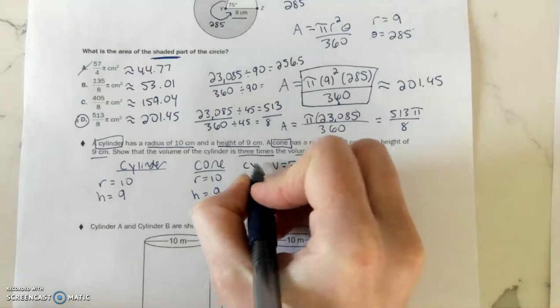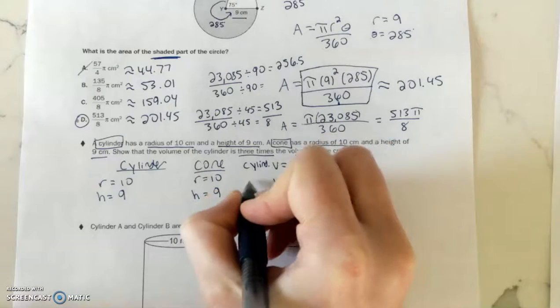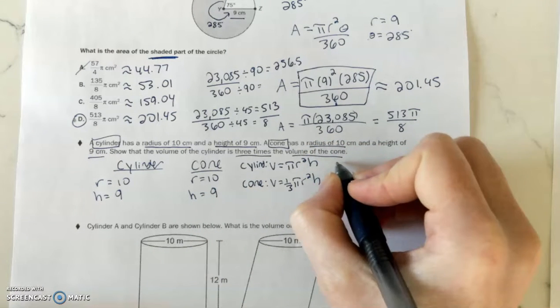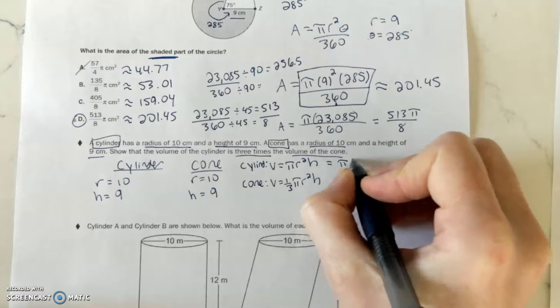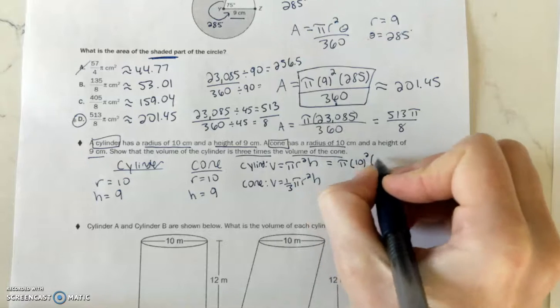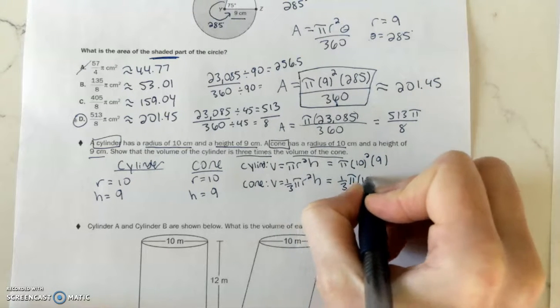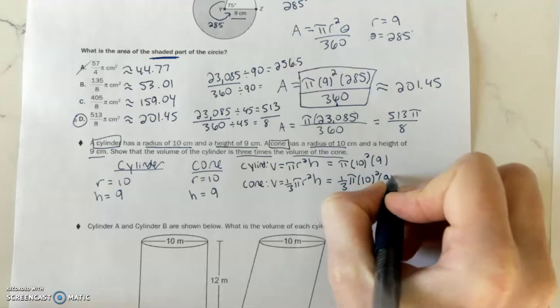We said this was the cylinder and this was the cone. All right, so this is going to be pi 10 squared 9, and this is going to be 1/3 pi 10 squared 9.